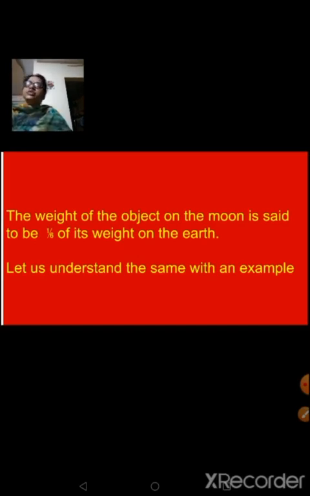We'll understand this with an example. This you have to remember. Weight of an object on the moon will be 1/6 of its weight on the earth. What is the reason? Because acceleration due to gravity is less, and the mass of the moon is also less when compared to the mass of the earth. Okay, those two quantities you can write.